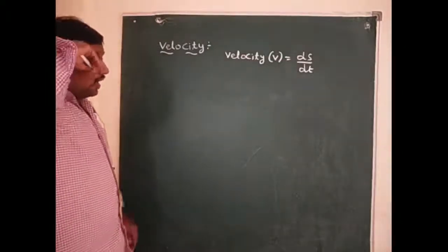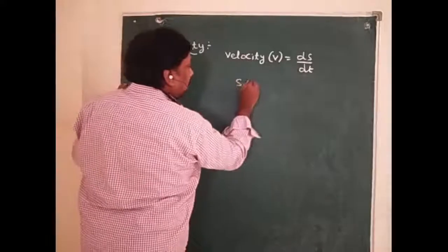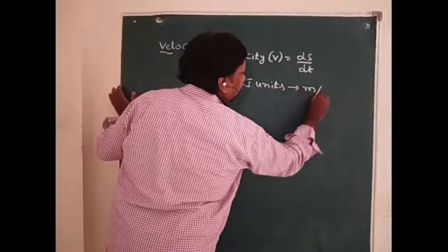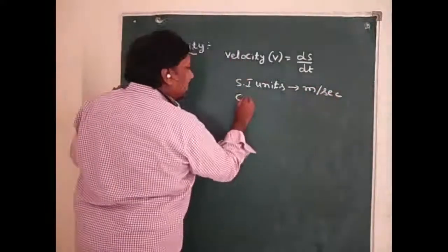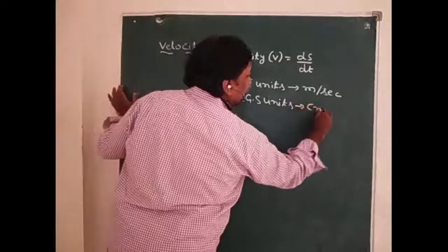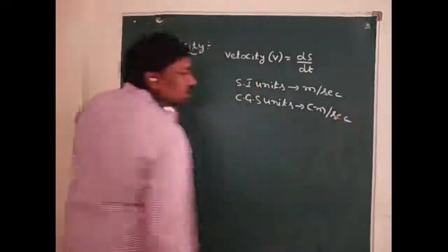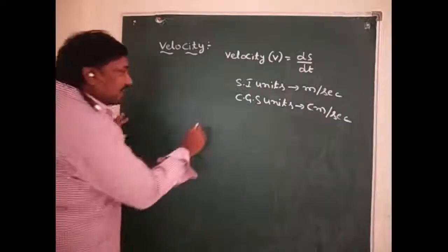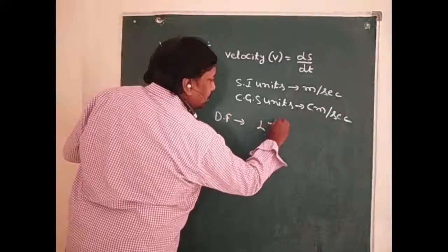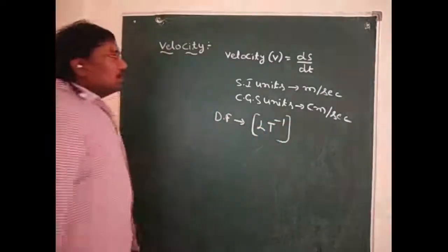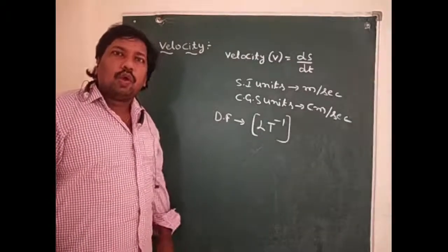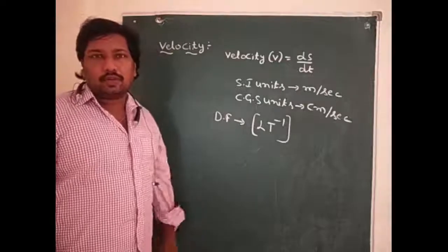In the case of velocity, SI units are meter per second and CGS units are centimeter per second. The dimensional formula of velocity is L T power minus 1. Velocity is a vector quantity. It may be positive, zero, or negative.